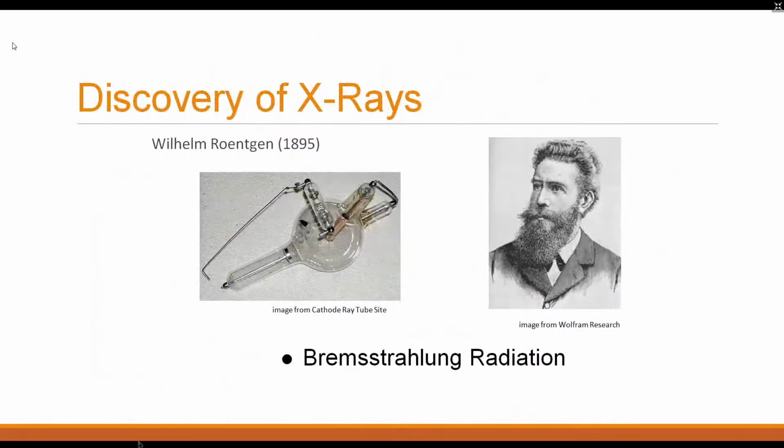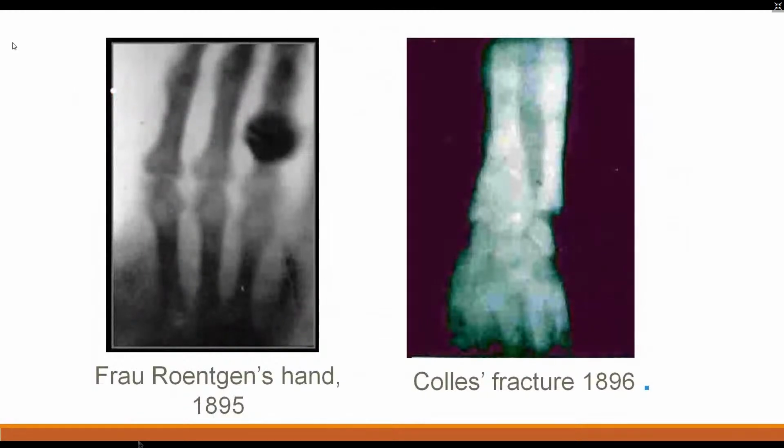We start with the discovery of X-rays by Wilhelm Röntgen in 1895, when he accidentally discovered them. This is the first image he got, of Flora Röntgen's hand, captured with an X-ray exposure of 30 minutes. The main advantage is that within a year of the discovery, X-rays started being used in clinical applications. This is the first image of a colon fracture, in 1896.